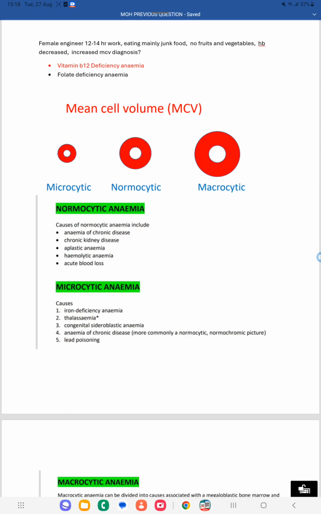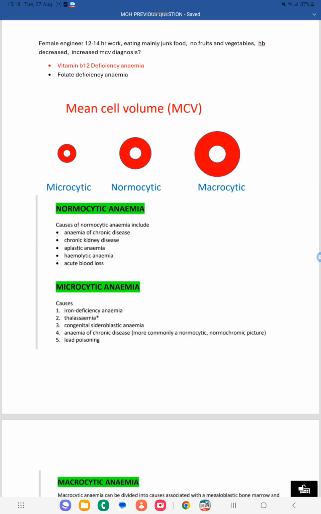Okay, so in normocytic anemia, normal RBC cell size is there. Because of the less production of RBC cells, you are suffering with anemia. So, anemia of chronic disease, chronic kidney disease, aplastic anemia, hemolytic anemia, acute blood loss. In all these cases, you are getting less production of RBC cells, but they will be having normal size of RBC.